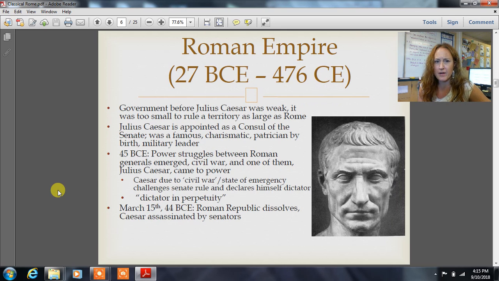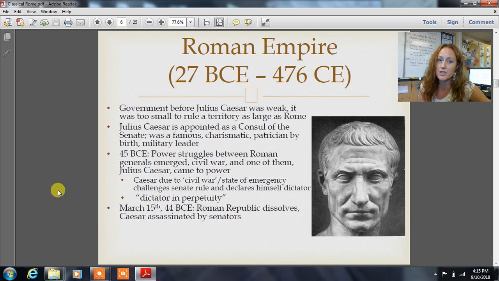So, the Roman Empire. The government before Julius Caesar was weak. It was too small to rule a territory as large as Rome's. The Republic was very efficient at first, but as the empire grew, it became more difficult to manage. Julius Caesar is appointed as a consul of the Senate. He was already a famous, charismatic military leader. He was a patrician by birth, so he was already a wealthy, aristocratic military leader.